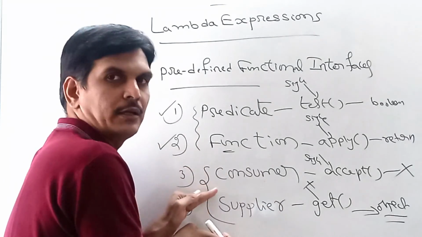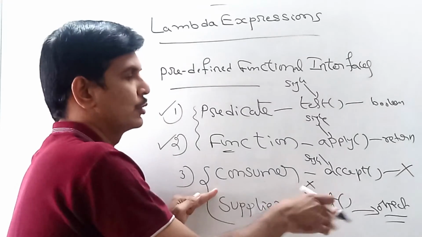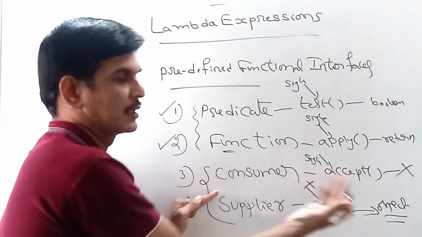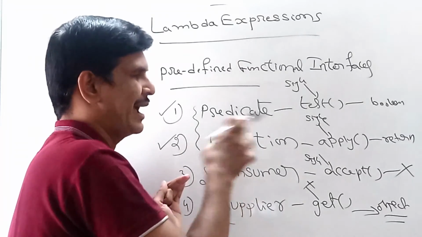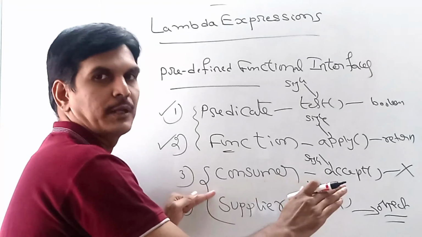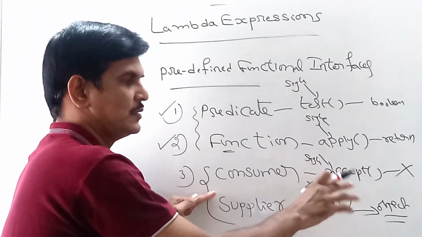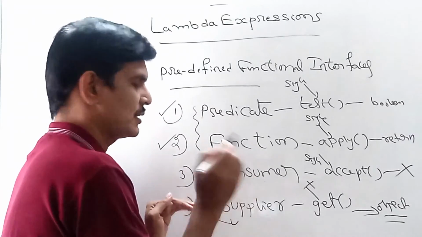In case of supplier, it doesn't take any input or argument, but it does some action and returns some object or element. So consume and supply. Consume means it will just accept the data and do something. Supplier means it doesn't accept any input or data, but it does some process and finally returns some element or object. In those cases we can go for supplier.